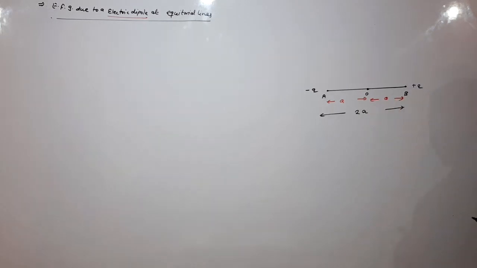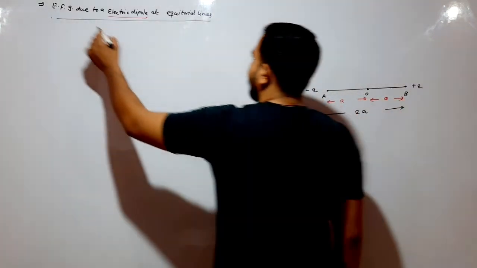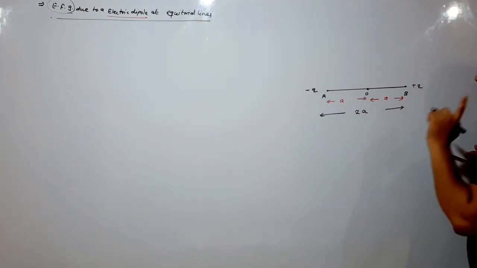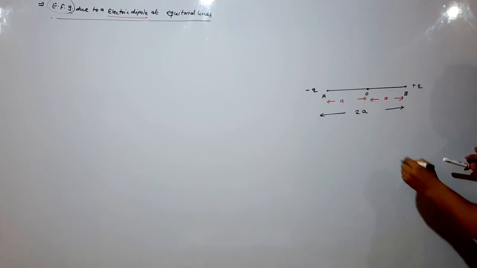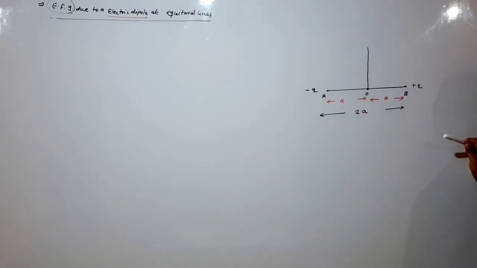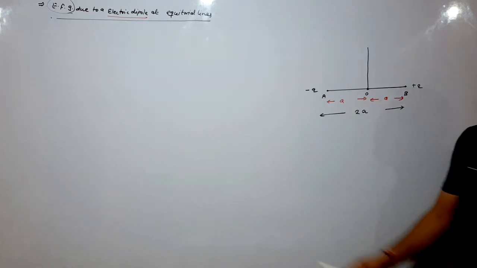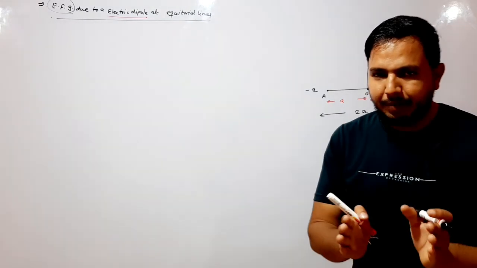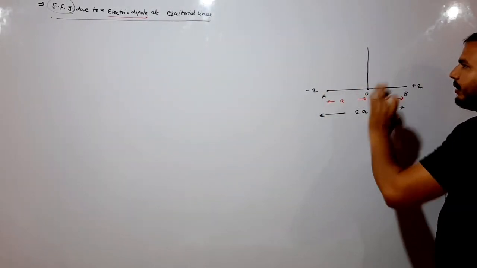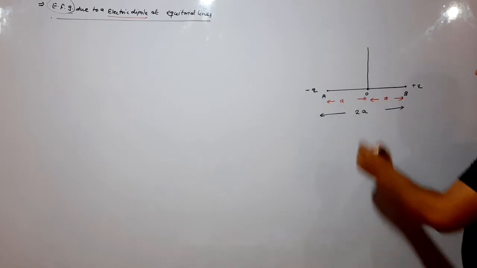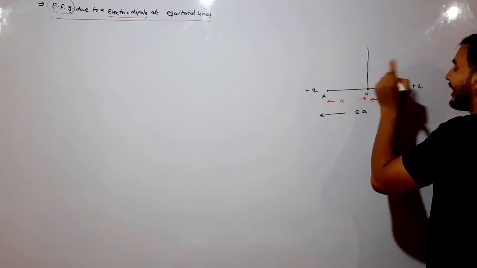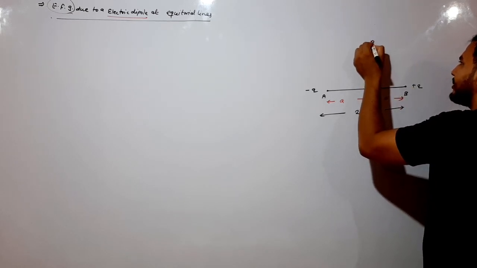We have to calculate electric field intensity due to this dipole at the equatorial line. What is the equatorial line? The perpendicular line which is passing through the midpoint of an electric dipole is called the equatorial line. So we consider at a small distance r a point P is situated.